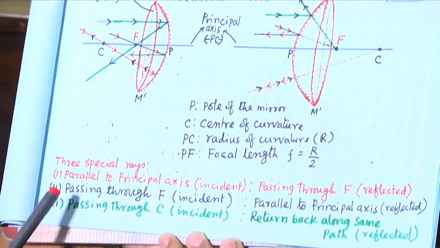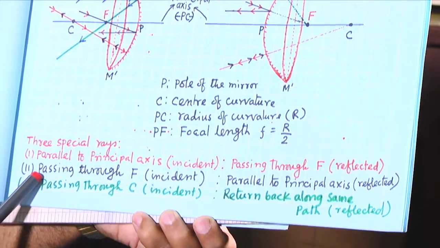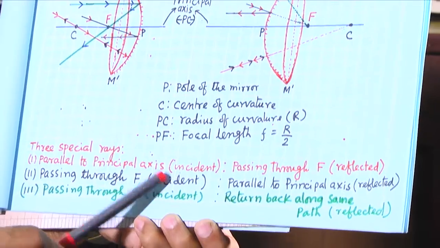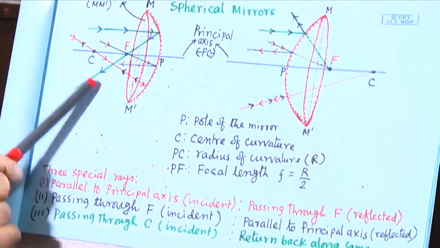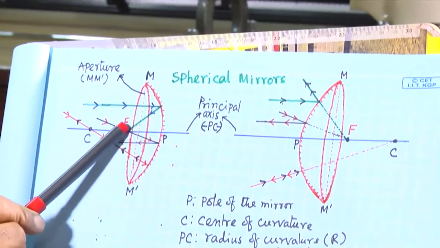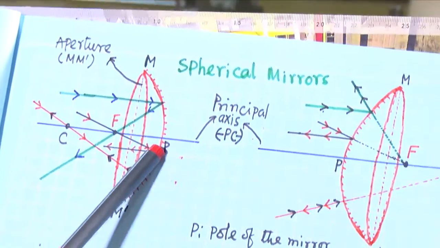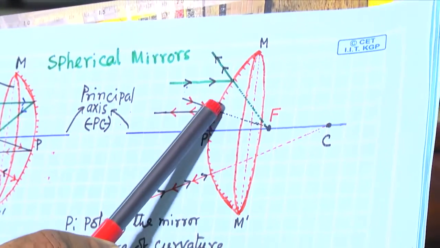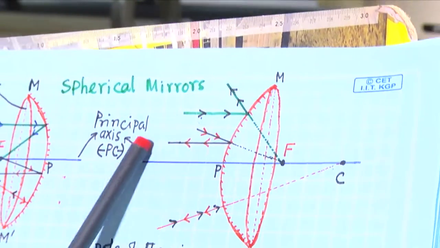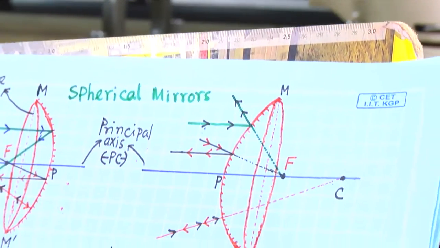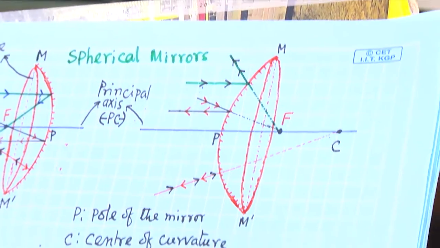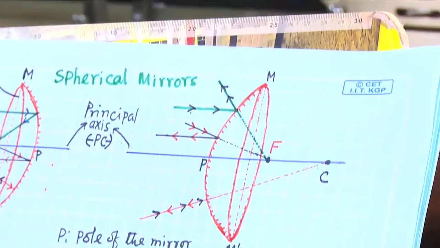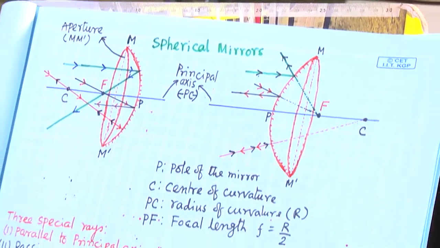Second, if the incident ray passes through F, then the reflected ray will be parallel to the principal axis. Okay, the reflected one is parallel to the principal axis. So this is basically parallel to the principal axis.